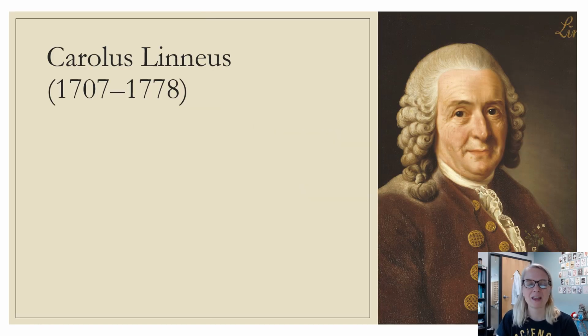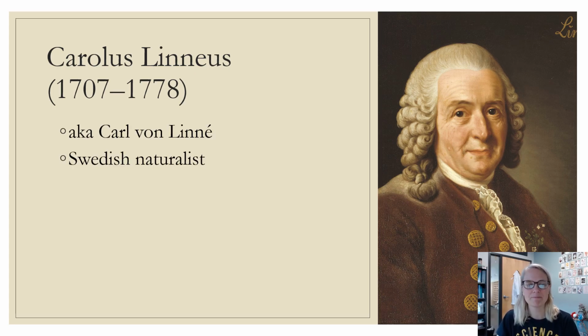Historically, the person that we can thank for our modern understanding of taxonomy is an individual named Carolus Linnaeus. You can see he was hanging out in the 1700s. There's a nice painting of him. Sometimes his name is Carl von Linné. He was a Swedish naturalist. We consider him the father of taxonomy.